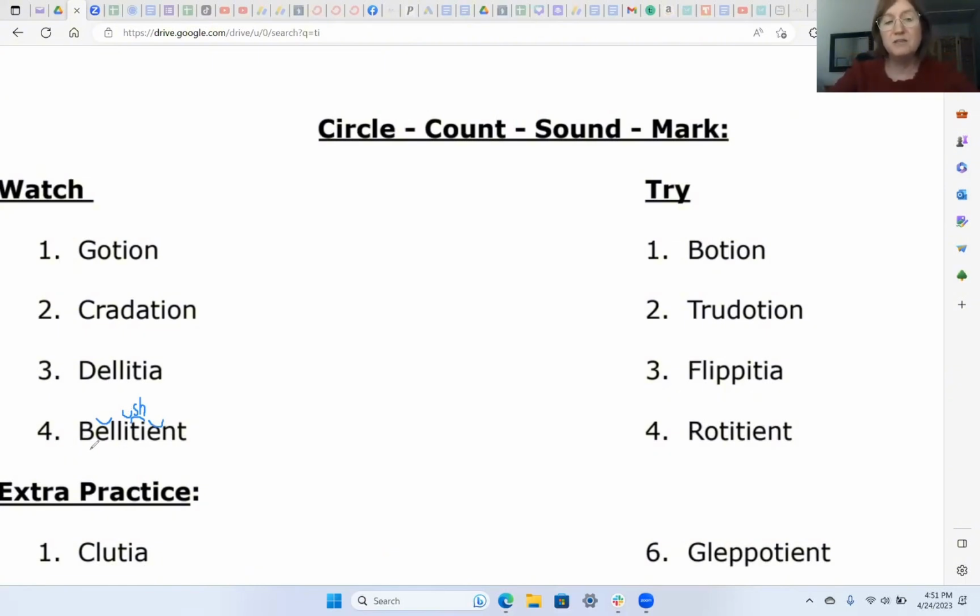So when I pencil read this word, I have B, E, O, I, sh, E, N, T. Be, bell, belly, bellish, bellishe, bellishen, bellishent, bellishent. Go ahead and try yours.